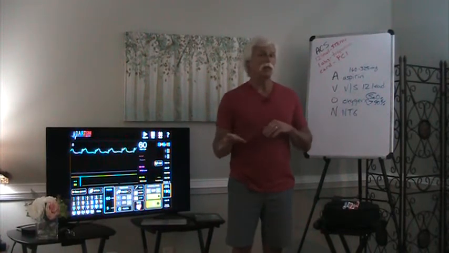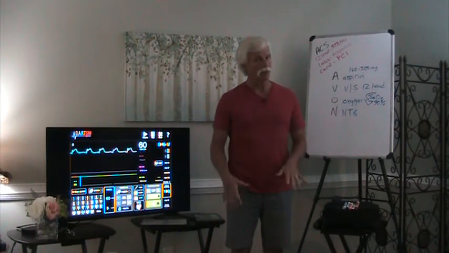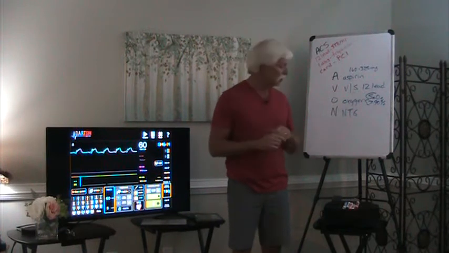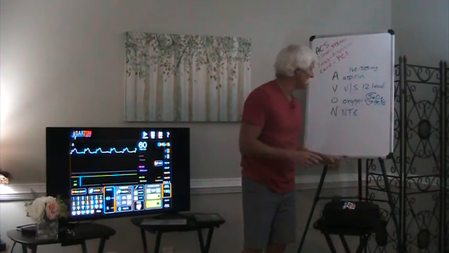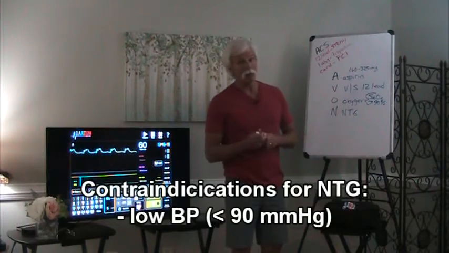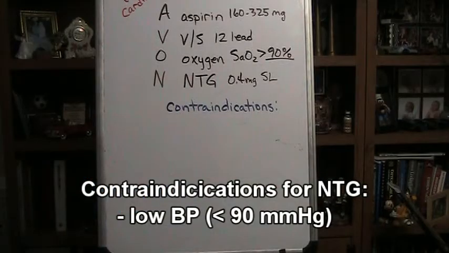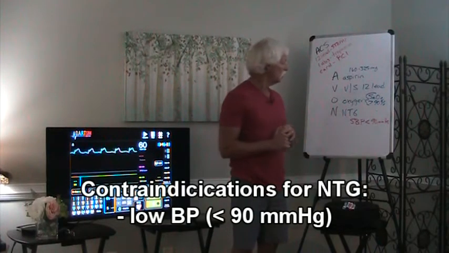But because nitroglycerin is such a powerful peripheral vasodilator, there are some significant contraindications to giving a patient nitroglycerin. Number one, if you've got low blood pressure, you shouldn't get nitro. Specifically, if your systolic BP is less than 90 millimeters of mercury, you should not get nitroglycerin because it could drop your blood pressure to dangerously low perfusion levels.